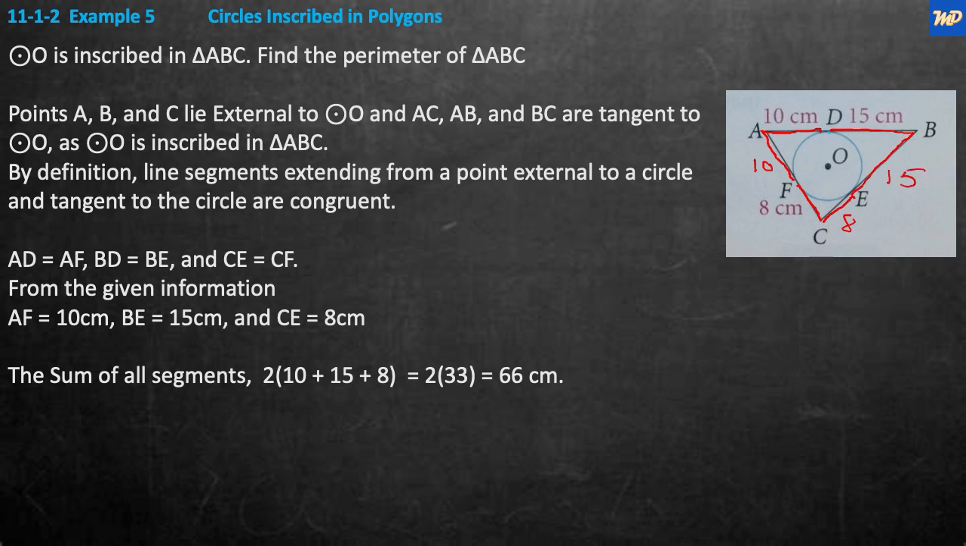So if we take our numbers, 8, 10, and 15, and add them together and multiply them by 2, AF is equal to 10, BE is 15, CE is 8. So the sum of all the segments is 2 times the quantity 10 plus 15 plus 8, which is equal to 2 times 33. 10 and 15 is 25, and 8 is 33, gives us 66 centimeters.